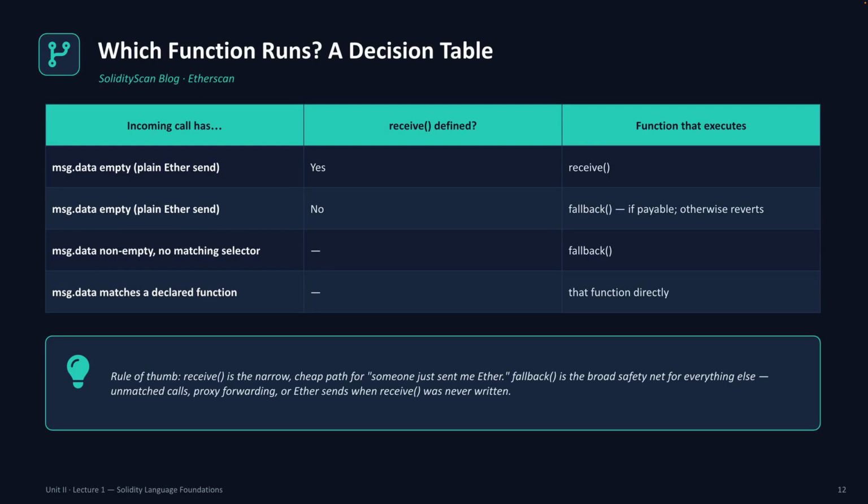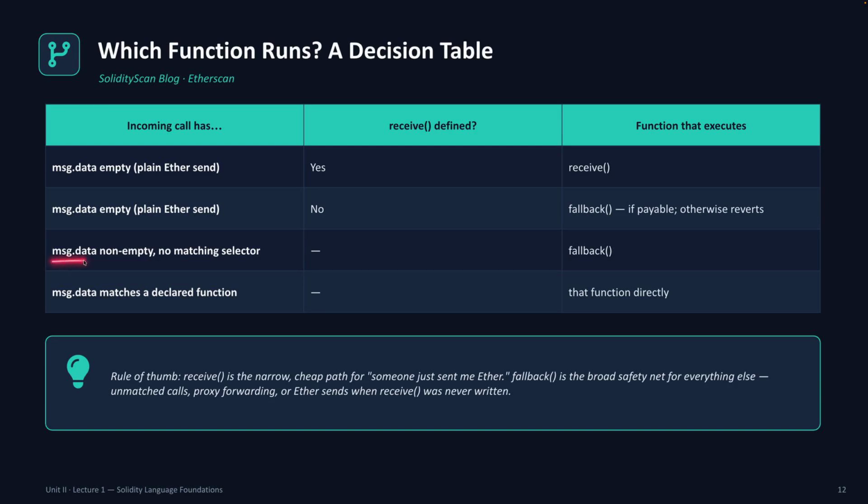If the incoming call has empty message data, if the receive function is defined, then the receive function is executed. If the message.data is empty and no receive function is defined, in that case, the fallback function is executed provided the fallback function implements the payable modifier. If the fallback function doesn't implement the payable modifier, in that case, the transaction will be reverted.